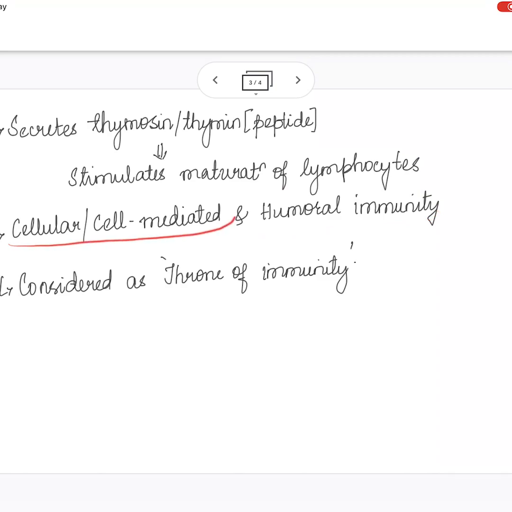Whereas under the cellular or cell mediated immunity, as I was saying about T lymphocytes, correct? So T cells will be there, killer T cells will be there, helper T cells will be there, suppressor T cells will be there. So these all are present under this cell mediated or cellular immunity.